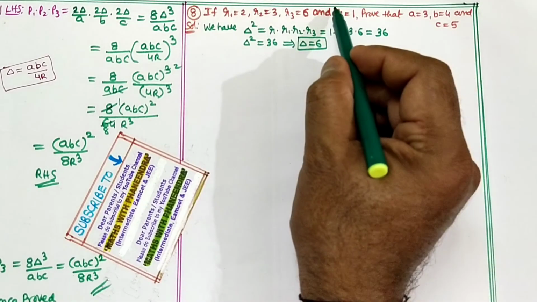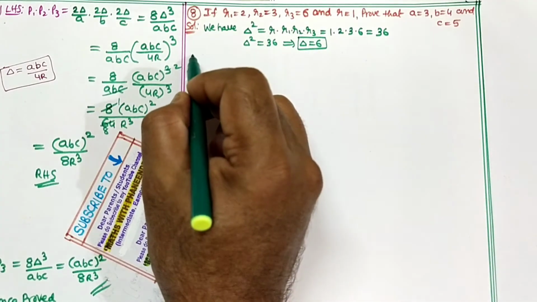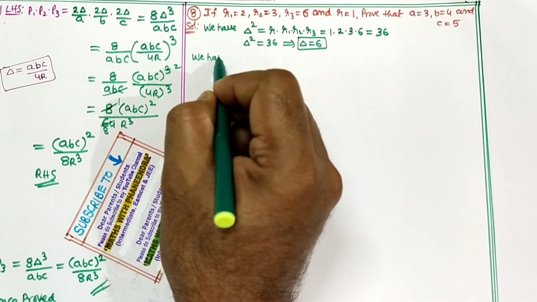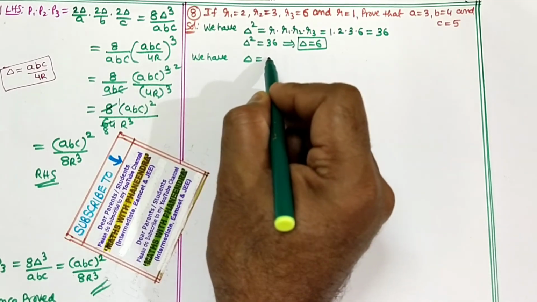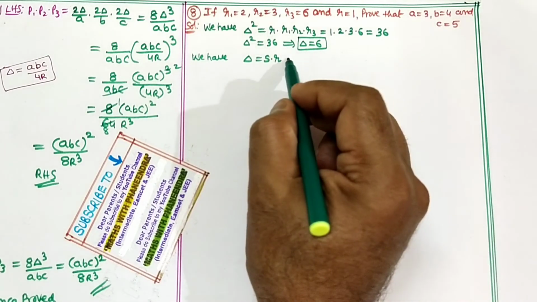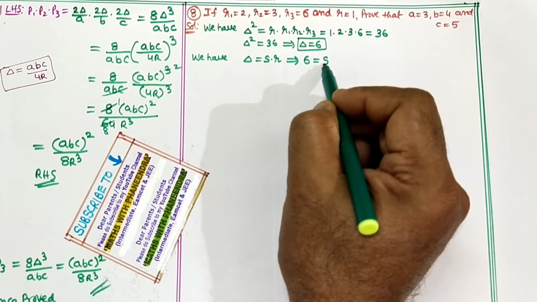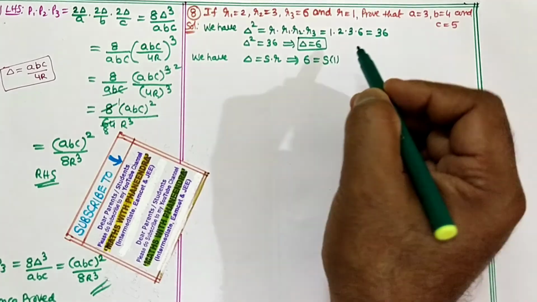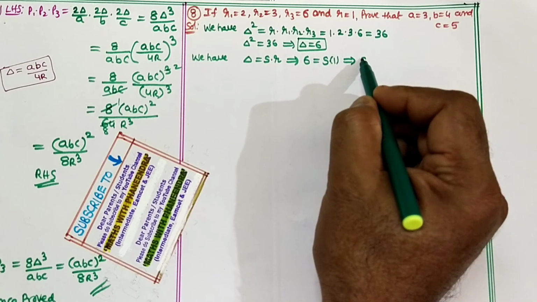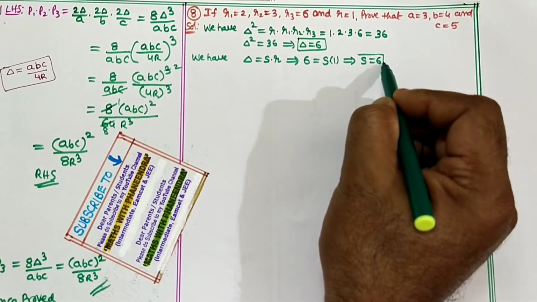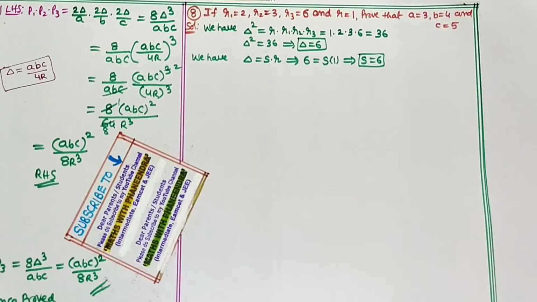Delta value we know, R value also we know. Again one more formula we have, delta is equal to SR. That implies delta value is 6, S value we don't know, R value is 1. That implies S is equal to 6. S value we got, delta value also we got.